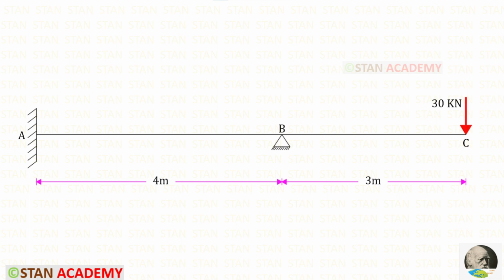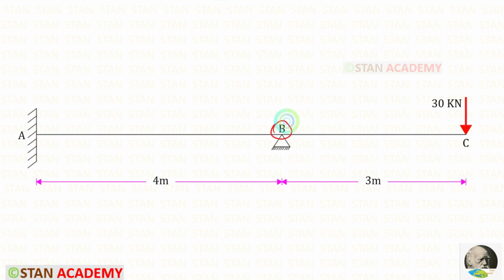Hello everyone. Today we are going to analyze this propped cantilever beam. In this beam there is an overhanging part BC. Its length is 3 meters. At the end of the overhanging part, at point C, there is a point load of 30 kilonewton. The span AB is 4 meters long and there is no load in this span.